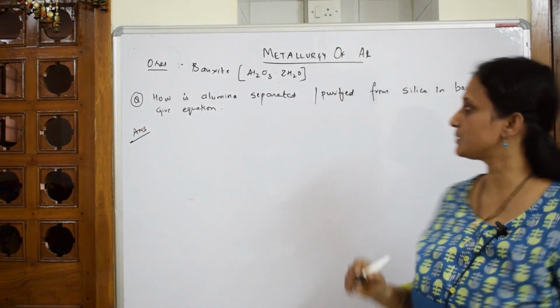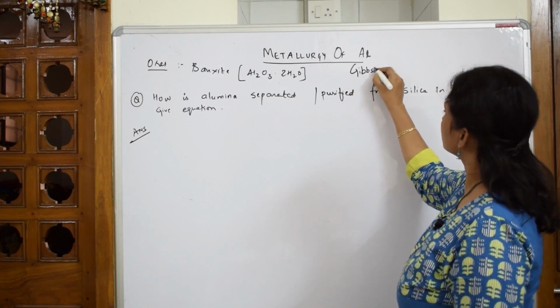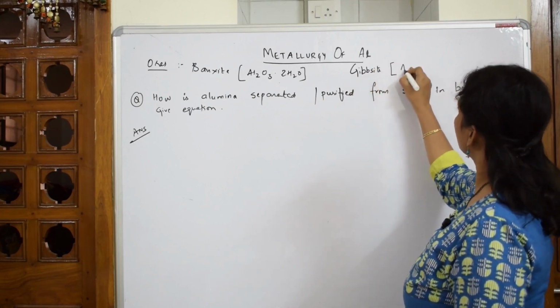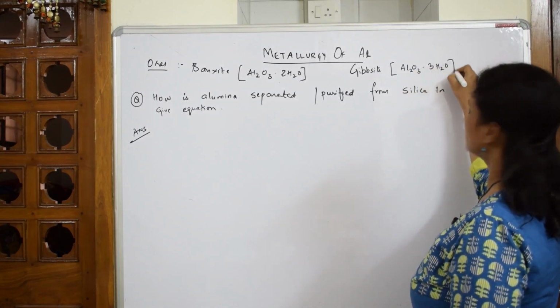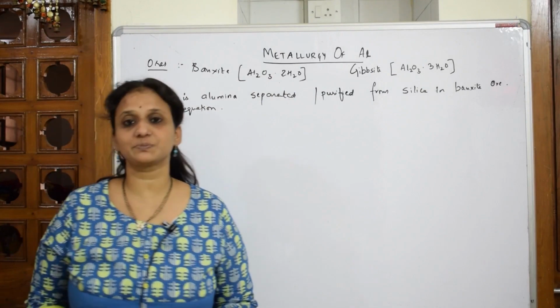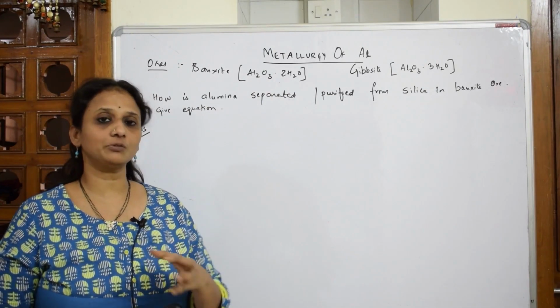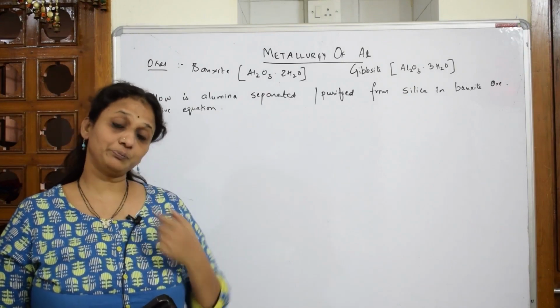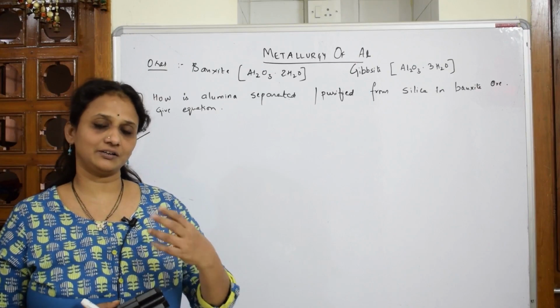And when I come back and speak about gibbsite, it is Al2O3·3H2O. This is your gibbsite. Now, what are we going to do? We are going to pick up these ores, and from that we are going to first separate or purify the metal. After purification, then we'll take it for further reduction and refining and everything.